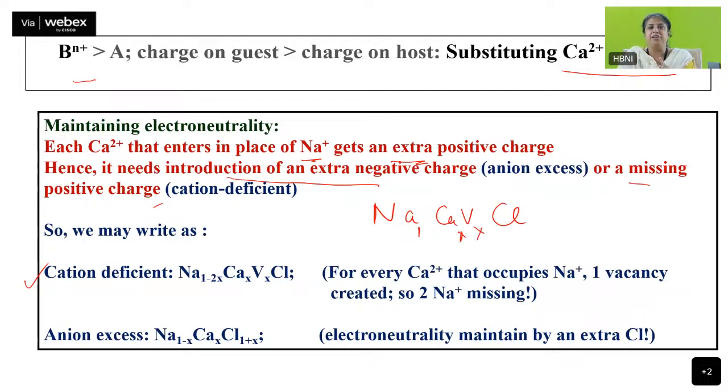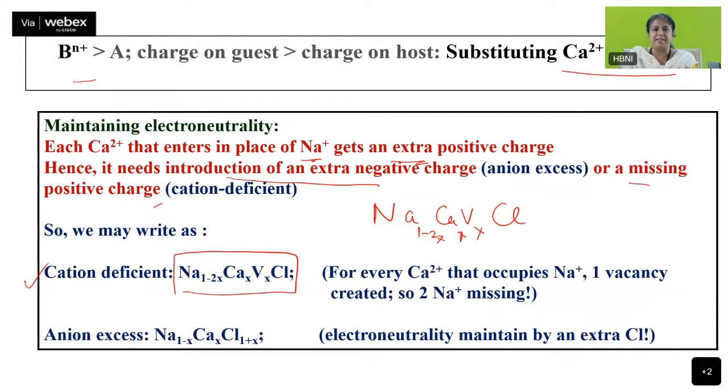So for X calcium, X vacancies would be created, and how many sodiums have become less? 1 minus 2X. X, because X sodium were replaced by calcium and X vacancies were created. So 2X sodium have gone from the lattice. So this is the notation for your cation deficient solid solution.